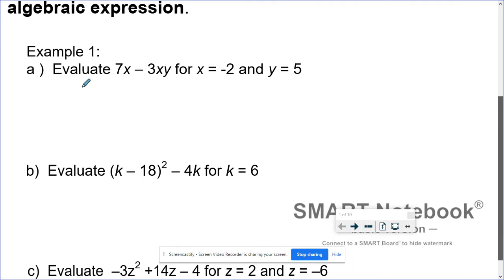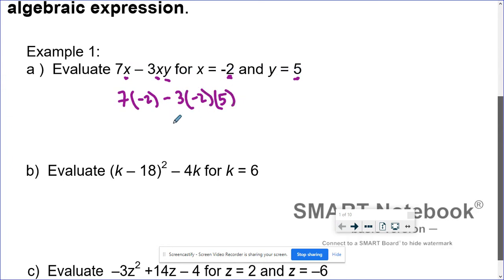When you're being asked to evaluate, that's code for substitute. So -2 is going to get substituted in for x, and the 5 is going to get substituted in for the y. So when I go ahead and do 7 times -2 minus 3 times -2 times 5. Again, those numbers substitute in for those variables.